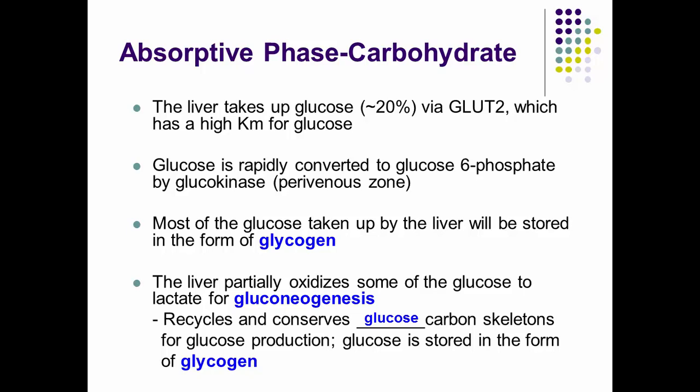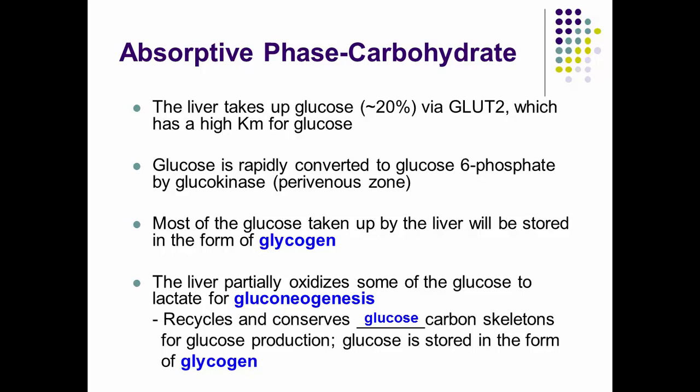And we know the transporter in the liver is GLUT2. GLUT2 is basically the glucose responsive transporter. It means when we have high levels of glucose in the circulation, this transporter GLUT2 is activated and transports the glucose from circulation into the liver.